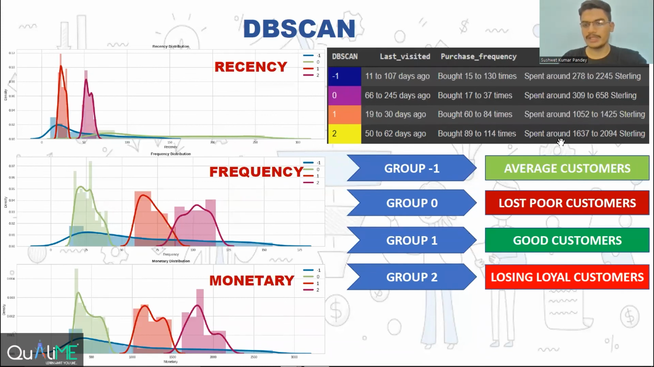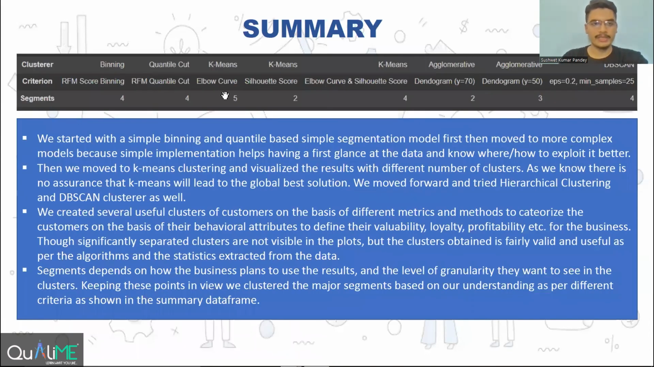So these are good. And group number 2, these are the lost loyal customers. They have not visited recently, but earlier they used to spend a lot of money and they have actually bought so many number of times. It's just that they are not visiting recently.